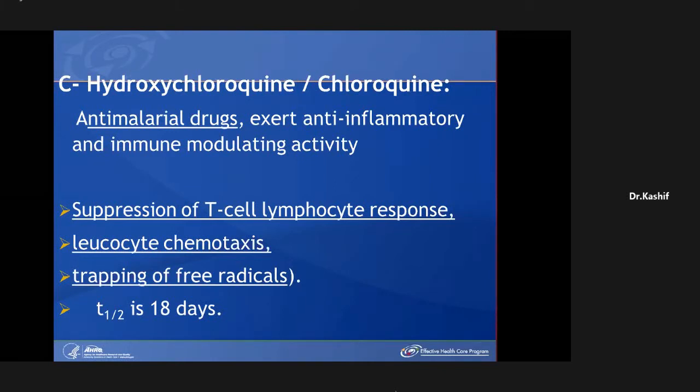So chloroquine has multiple functions. It is used for other purposes as well. Along with its anti-protozoal action, it also has anti-inflammatory and immune modulating activity. It suppresses T lymphocytes, leukocyte chemotaxis, and traps free radicals. The good thing about chloroquine is its long half-life, because it penetrates the tissue and stays there. So chloroquine can also be given as a first-line oral DMARD.